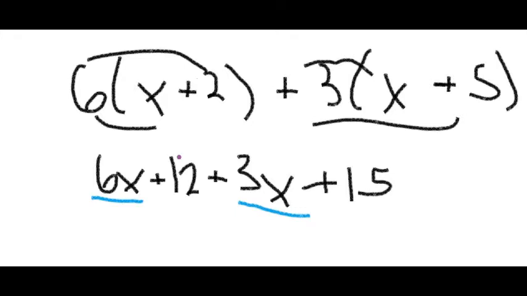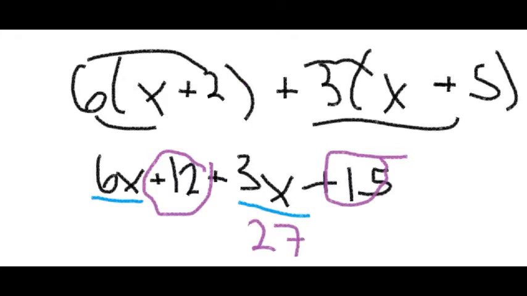These x's are like terms, and these regular numbers are like terms. All we have to do is add them, right? Well, 12 plus 15 is what? 27. Right? And 6x plus 3x is 9x. So the answer is 9x plus 27. Alright? And similar answer for 56.